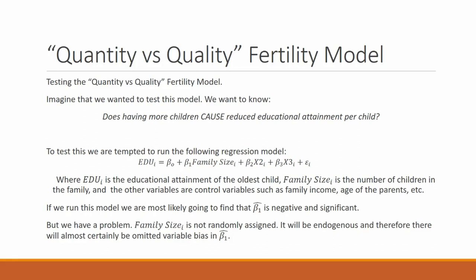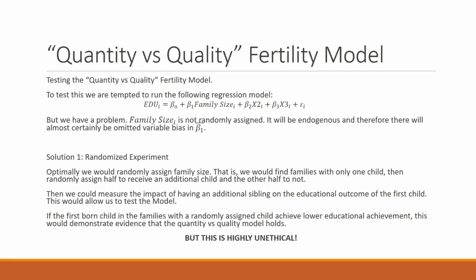But we have a problem. Family size is not randomly assigned. It will be endogenous, and therefore there will almost certainly be an omitted variable bias in our beta 1 hat. So this is our problem. We can't just simply run this regression because we will get a biased estimate of beta 1. And so we're not going to know the true causal impact of family size on education. Well, then how would we do it? How would we test the quantity versus quality fertility model?